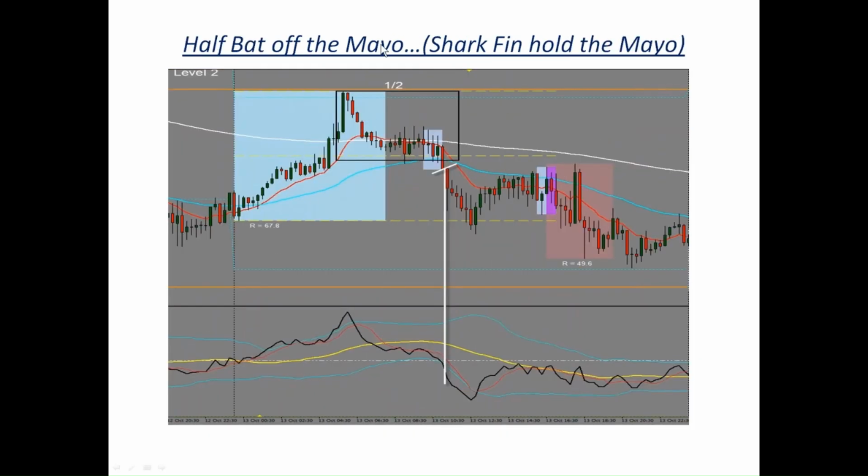So a half a bat of the Mayo, we call it a shark fin hold the Mayo. That's it. Literally a shark fin held by the Mayo. Shark fin hold the Mayo. Don't take the trade until it clears all the EMAs. That's your best bet.